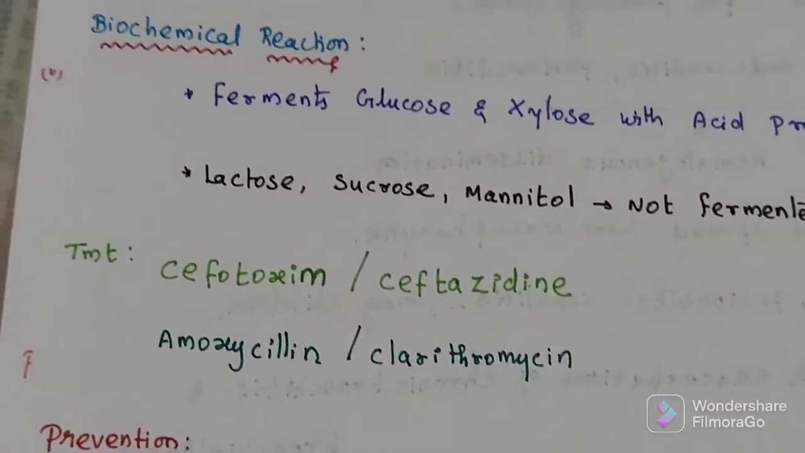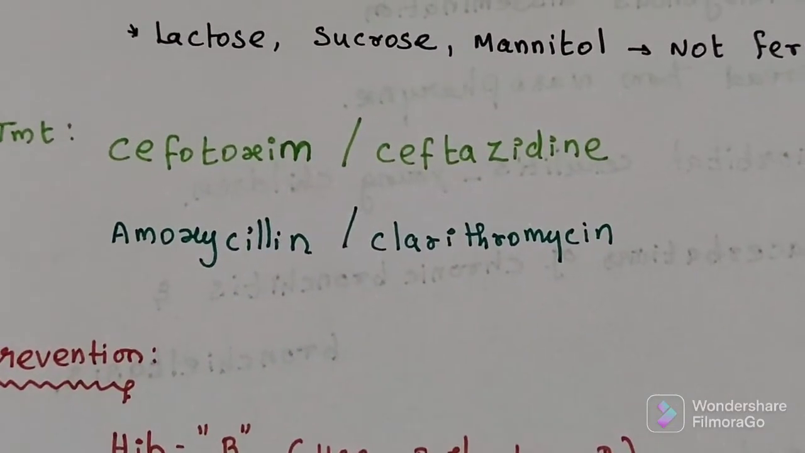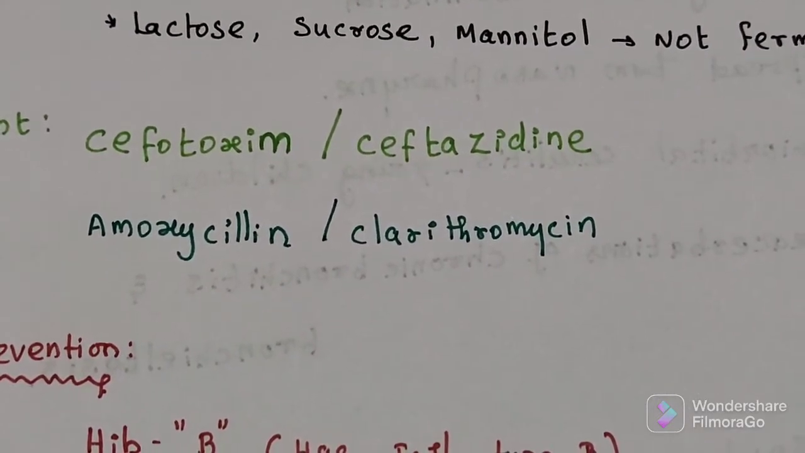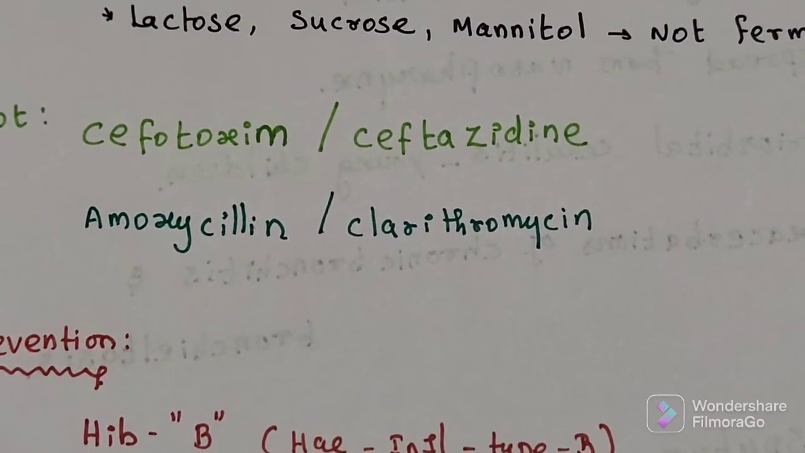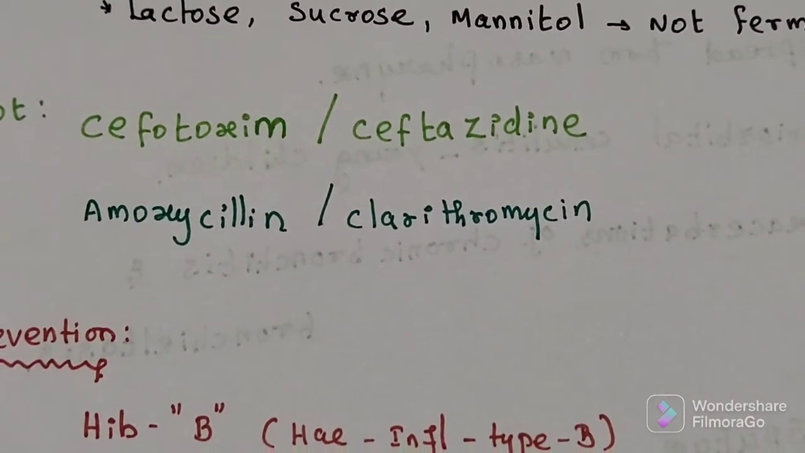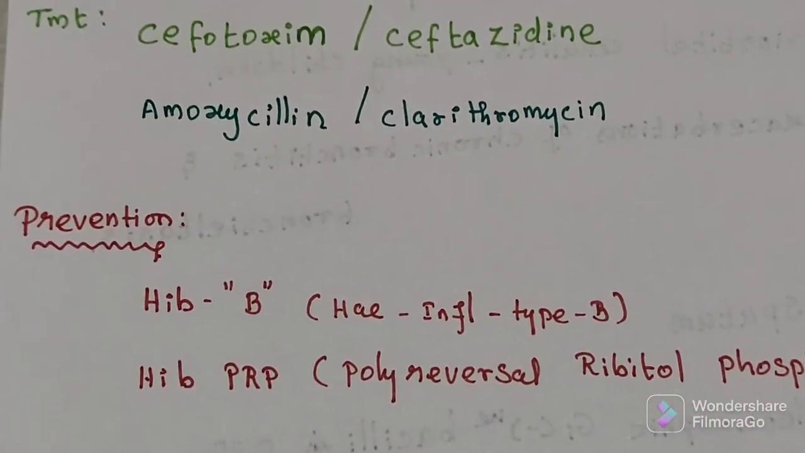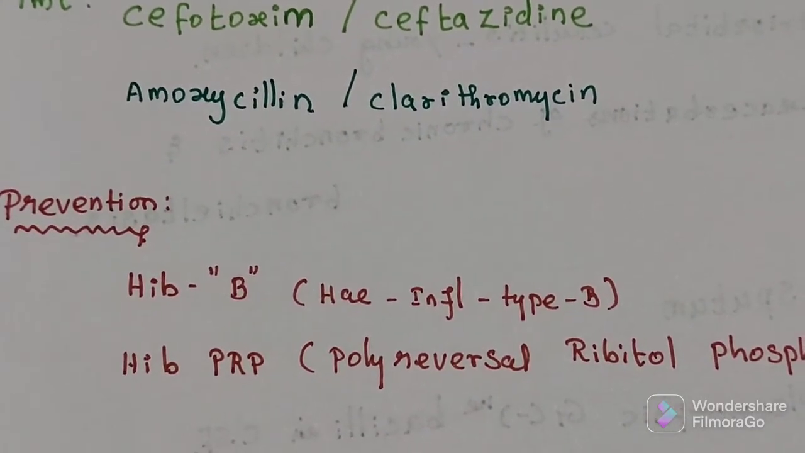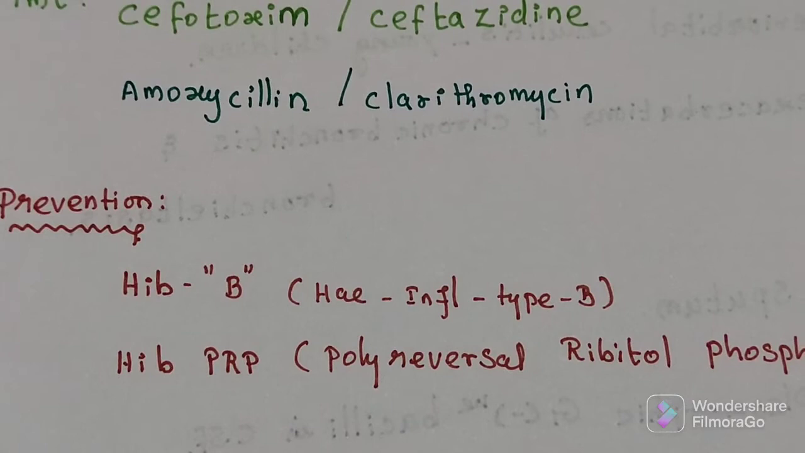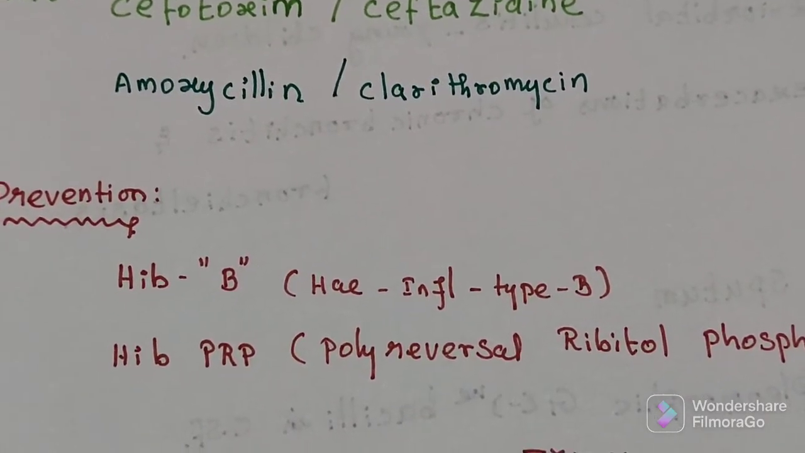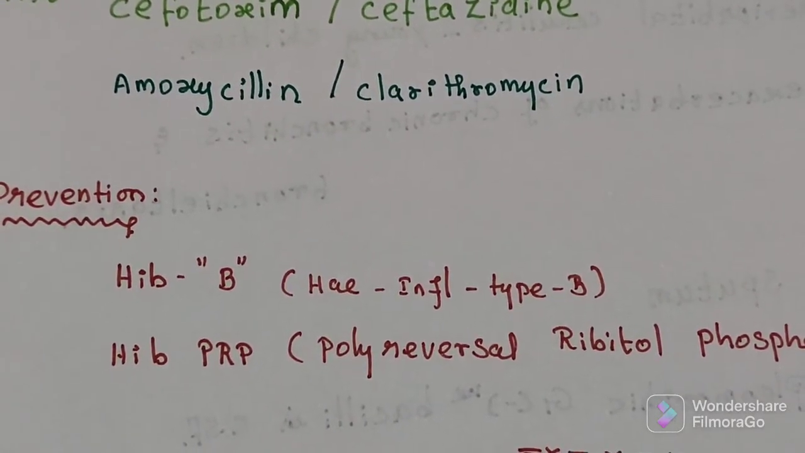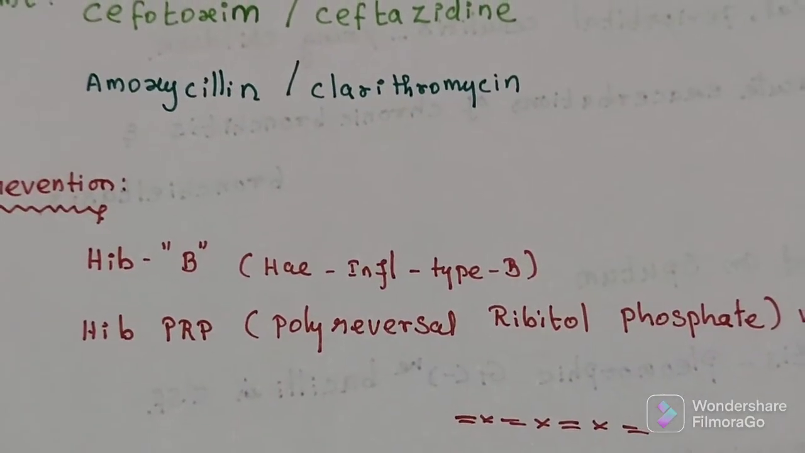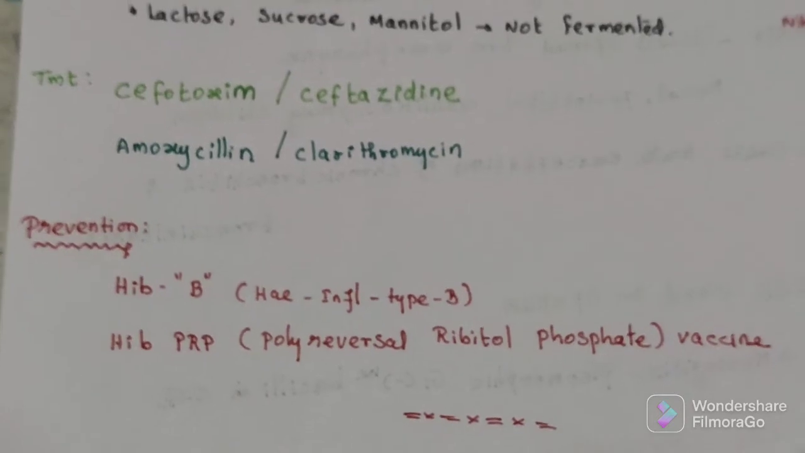Then treatment. For treatment, we use cefotaxime or ceftazidime. Amoxicillin is also used. Then the preventive method: prevention is by active immunization with the Haemophilus influenzae type B vaccine, or HIB. The Haemophilus influenzae type B PRP vaccine is also used.